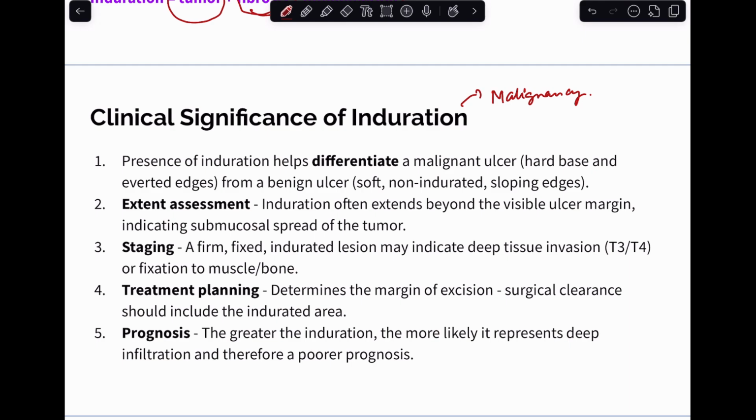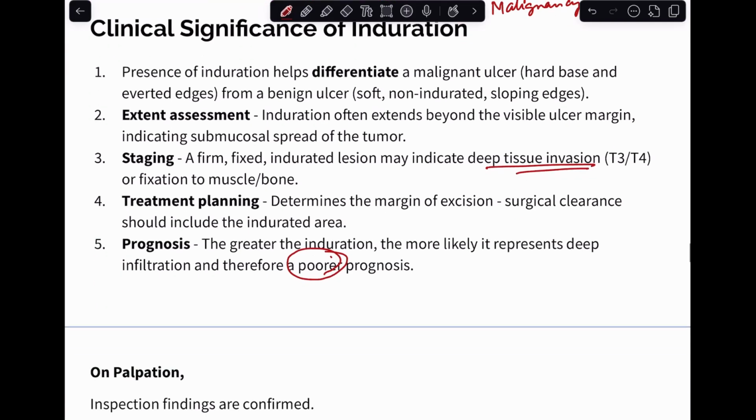Third, it will help us in staging. A very firm, fixed, indurated lesion will actually indicate more deep tissue invasion or fixation to muscle or bone. And as we stage the disease, this will also help us in treatment planning. So, finding out the induration will help us determine the surgical margins that we need to have at the time of excising the tumor. And last of all, it also determines the prognosis of the case. Greater the induration, more likely that it has deeper infiltration. And if there is deeper infiltration, that is more likely to have a poorer prognosis. So, these are the reasons why we need to check for induration in these cases.